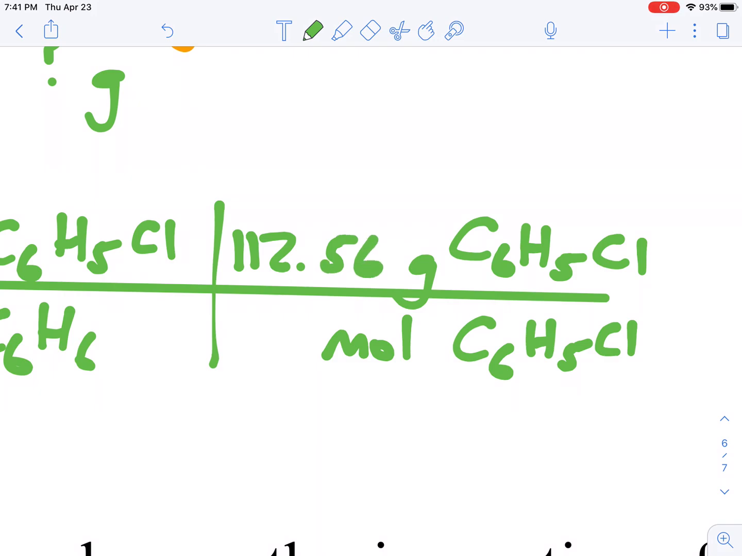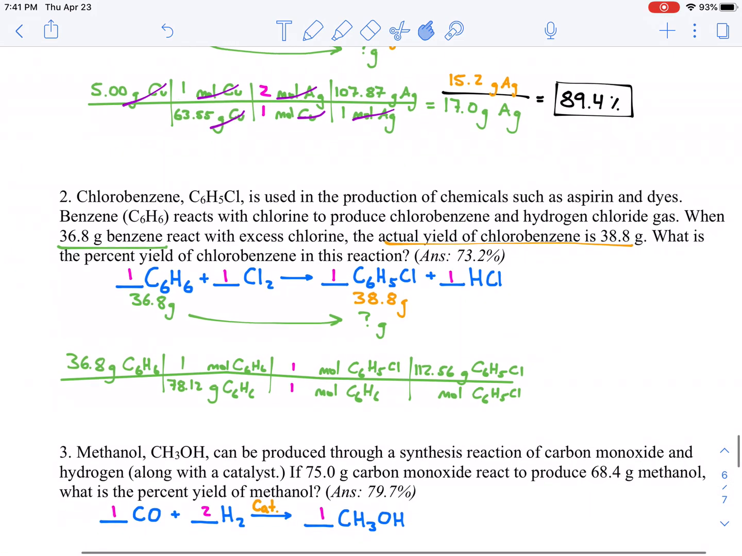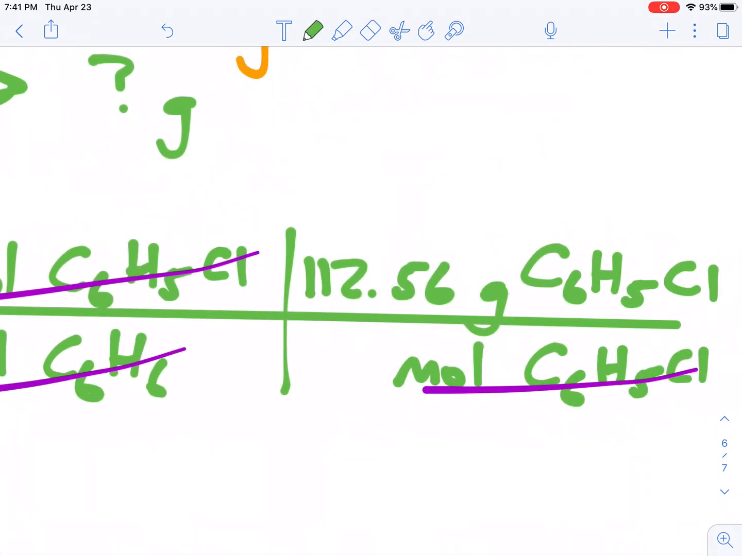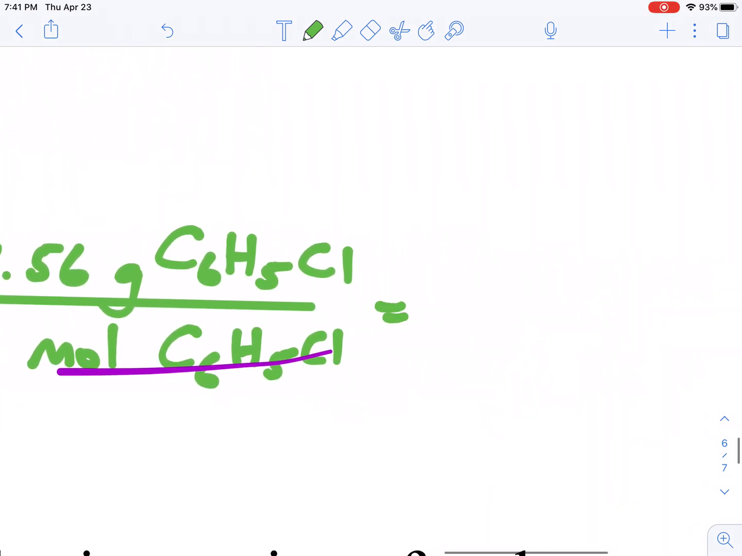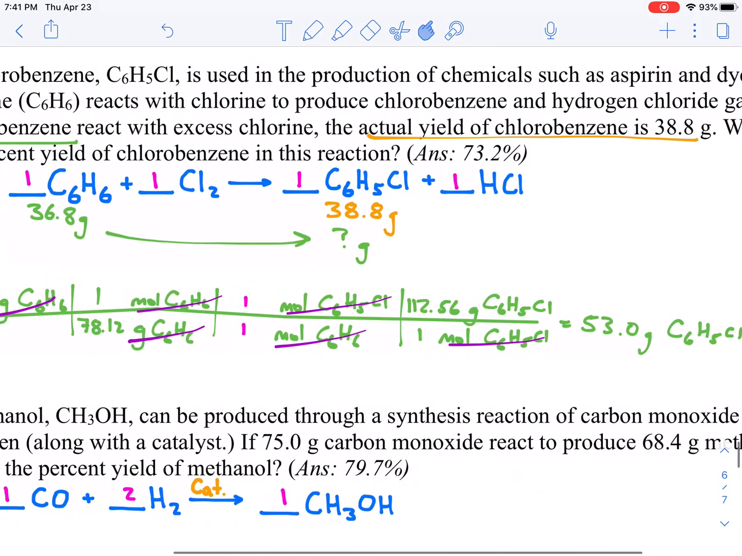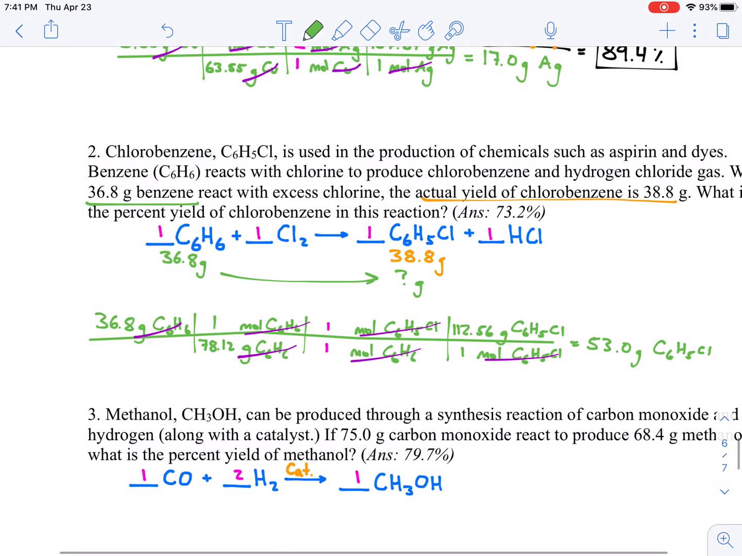When you do that, add them all up, you'll get 112.56. So conveniently, everything is going to cancel out. Our grams of benzene will cancel, our moles of benzene will cancel, our moles of chlorobenzene will cancel. When we do the math, we started with 3 sig figs, we'll end with 3 sig figs. It turns out to be 53.0 grams of chlorobenzene. Remember, this is our theoretical yield. This is how much we can produce if everything goes perfectly from our starting amount.